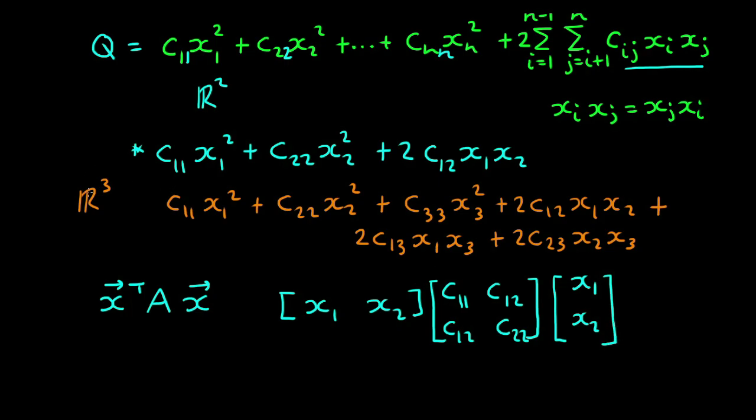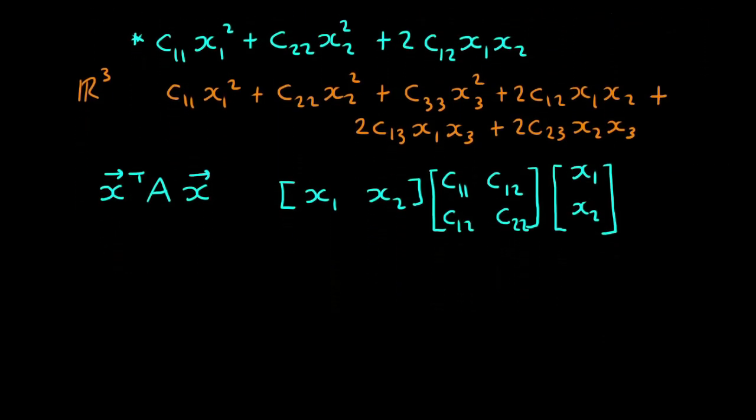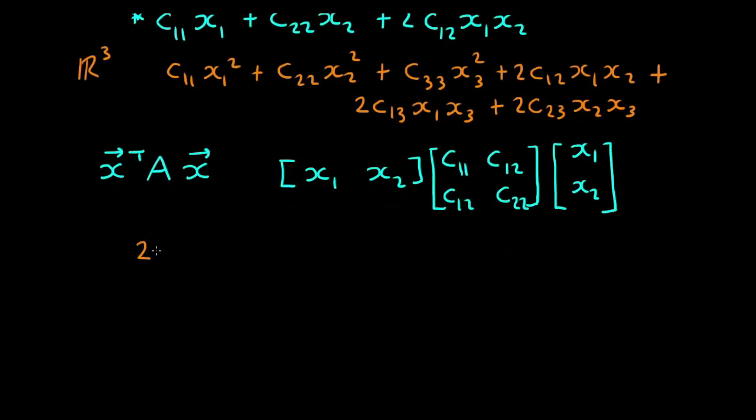And similarly, for the quadratic form on R3, suppose we had, for example, 2x squared plus 3y squared minus z squared minus 5xy plus 3xz plus 4yz.